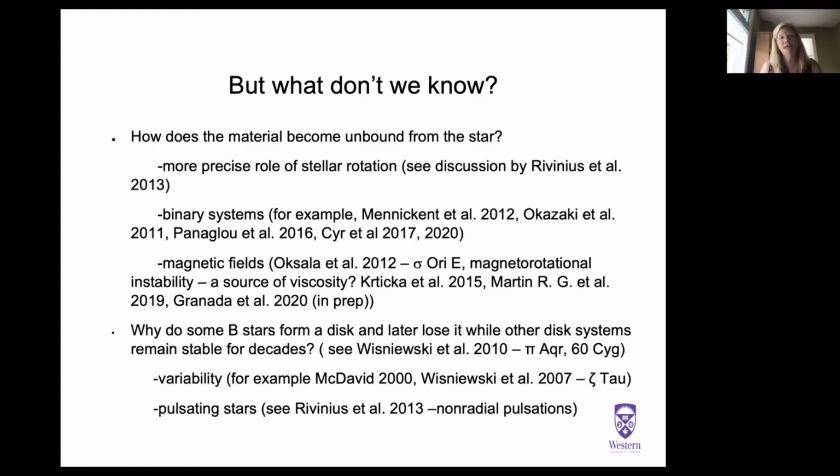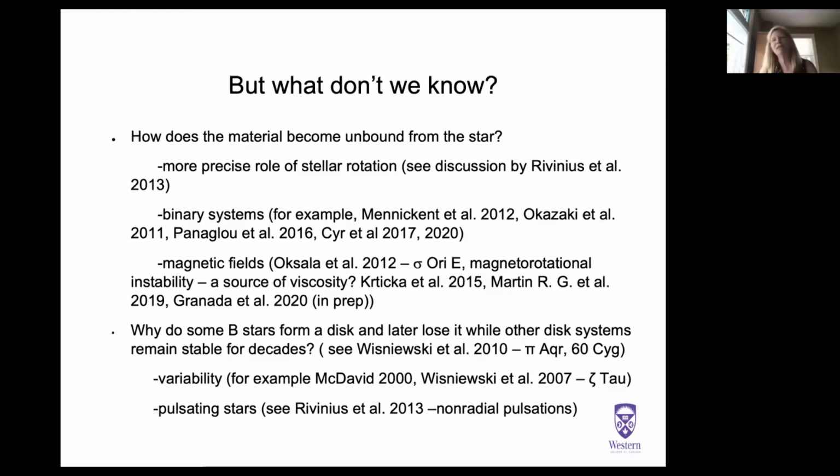So we do need to know a more precise role of stellar rotation. Binary systems are particularly interesting. Is the gravitational torque from that binary system responsible for helping pull that material from the star? Many of the results that I want to discuss later in my talk are based on some of these binary systems. Magnetic fields.